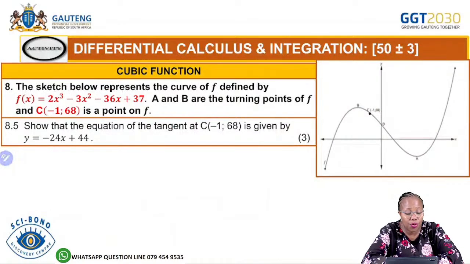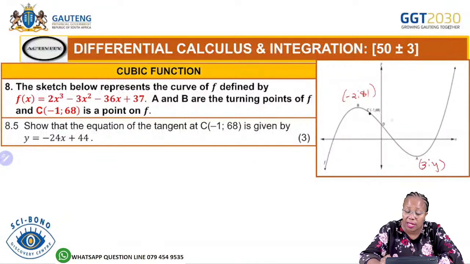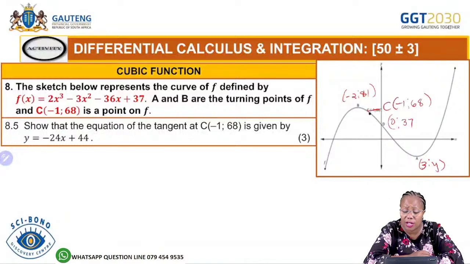Right, we are still on the cubic function. Remember, we have calculated that the coordinates here are -2 and 81. And then we have the x value at A here, which is 3. We don't know the y value for that. And then we have calculated that D is (0; 37). And then we have that C point there with (-1; 68). Those are the values that we have identified in that particular diagram.